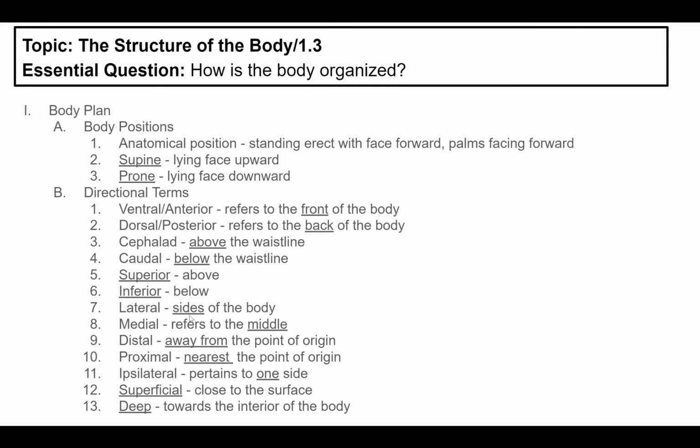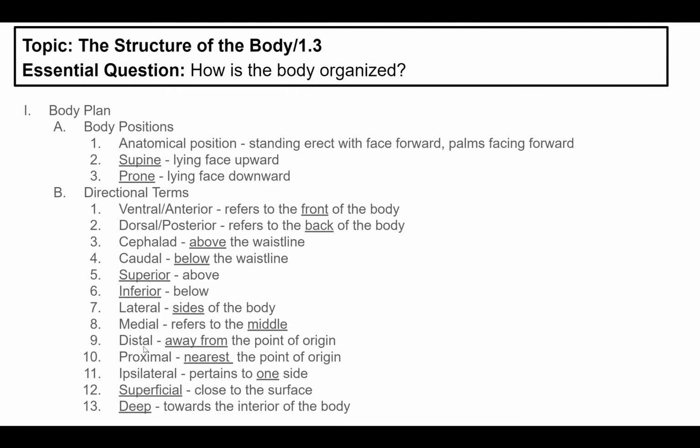Lateral refers to the sides of the body, whereas medial refers to the middle. So when you put your hands on your hips or on your waist, you're putting your hands on your lateral sides, whereas the medial is towards the middle of your body. Distal refers to being away from the point of origin. Proximal is nearest the point of origin. These two terms relate more to appendages, your arms and legs.